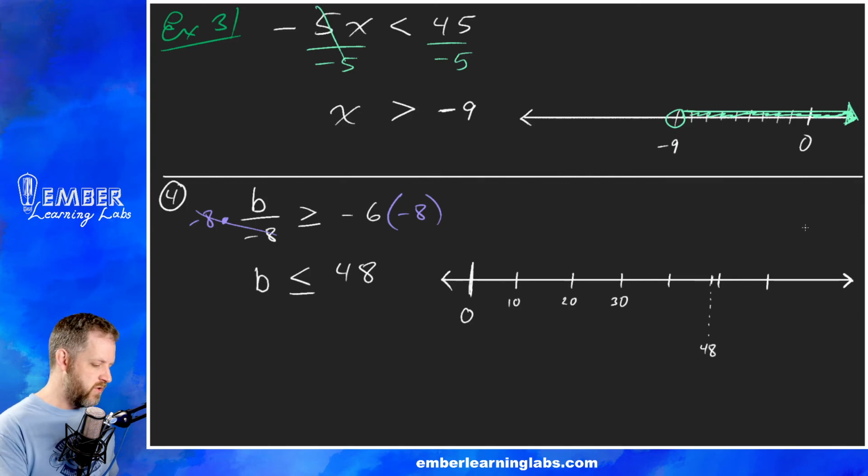Then we're going to do a closed circle, right? And we're going to shade in the less than direction. To the left, to the negative, all of those things.